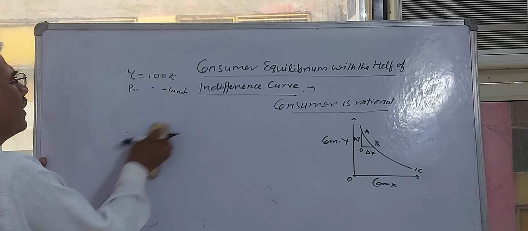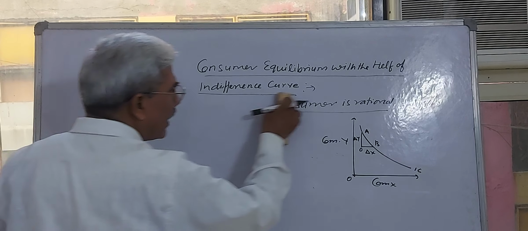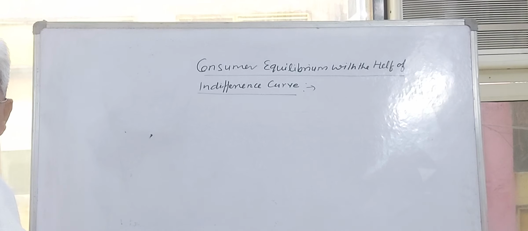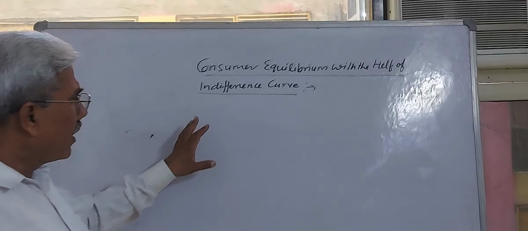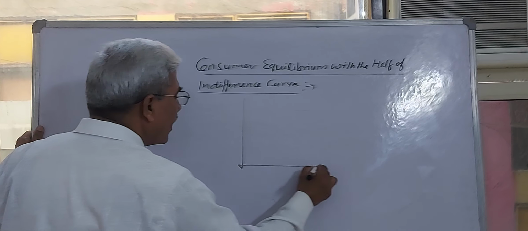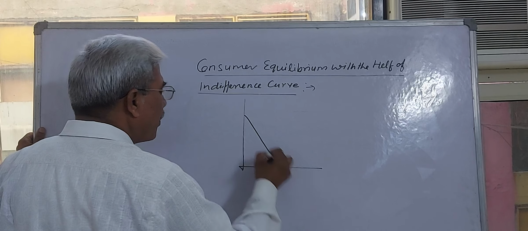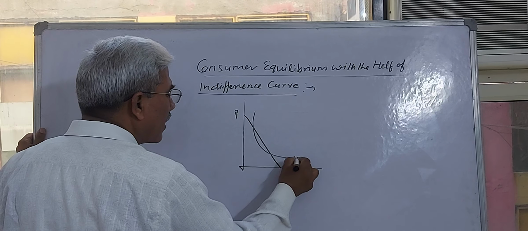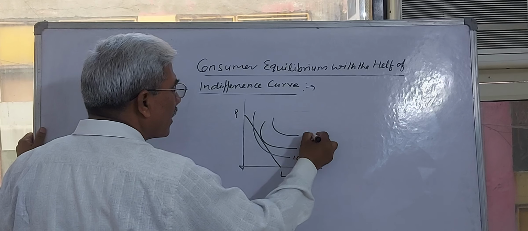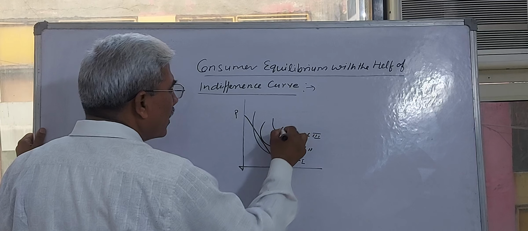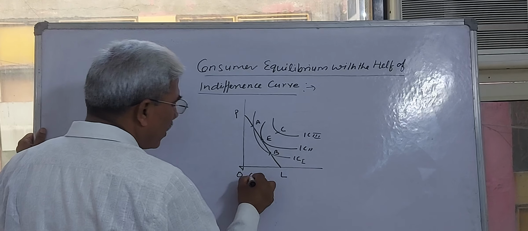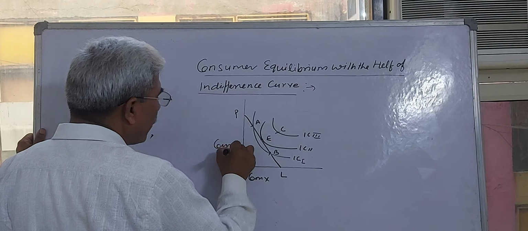Now the consumer will be in equilibrium at that point where he is getting maximum satisfaction at a given price and income, which the consumer likes to spend on two commodities X and Y. Now see the diagram. Suppose this is the price line PL, and suppose there are three indifference curves: IC first, IC second, IC third. Suppose this is point C, this is point E, this is point A, this is point B. Now this is commodity X, and this is commodity Y.